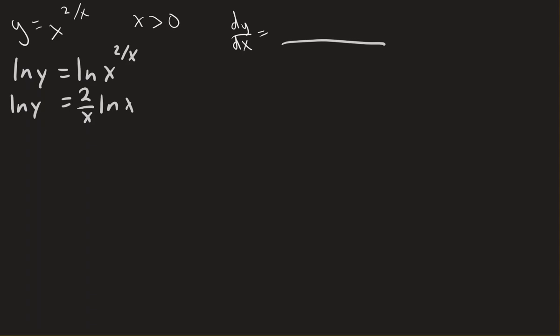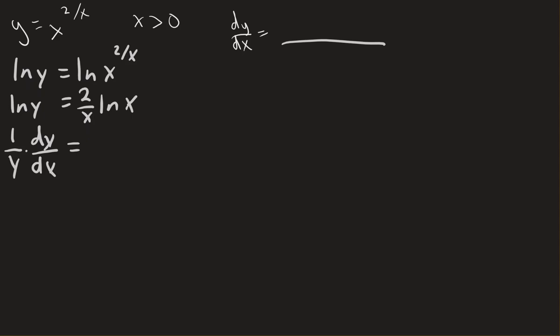Okay, and I've only got y stuff on the left and x stuff on the right. So I'm going to take the derivative of y with respect to x on this side. If I took the derivative of natural log of y with respect to x, that would be 1 over y times dy dx. And over here, I will take the derivative of x with respect to x. So I don't need to write dx dx, that's the same as 1.